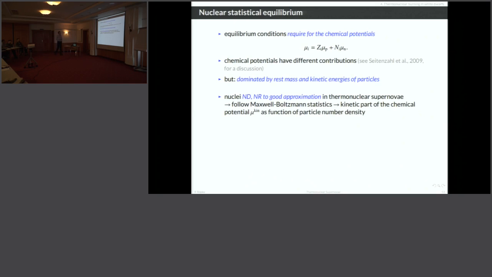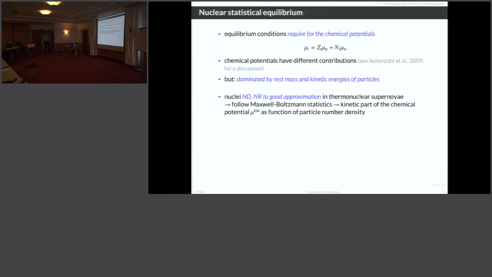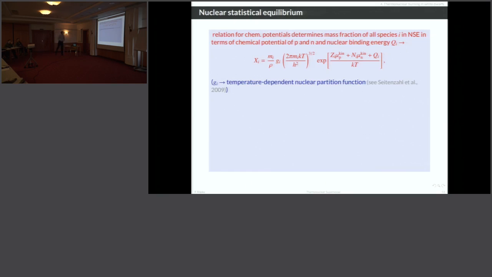So we can actually give from the Maxwell-Boltzmann statistics the kinetic part of the chemical potential as a function of particle number density. And this, together with the relation for the chemical potentials, as written up here, determines the mass fractions of all species in nuclear statistical equilibrium in terms of the chemical potential of the protons and the neutrons and the nuclear binding energy of this nucleus I that we consider. This is given by this relation here, which is similar to a Saha equation.